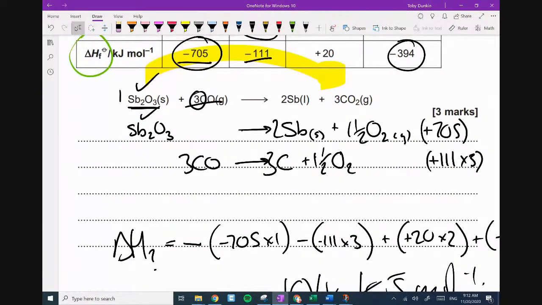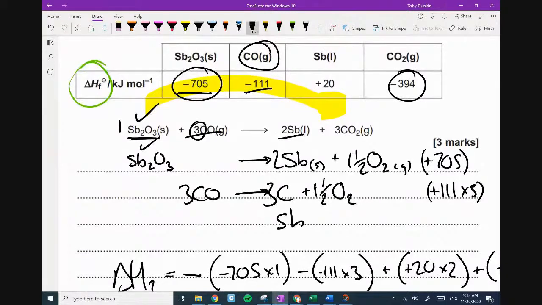Yeah, next, I need antimony on that side. Well, I've got the formation of antimony liquid. That's exactly what I need. Antimony liquid being made from antimony solid. Yeah, and I need 2 of them, so that's going to be plus 20. It's in the correct direction. I'm going to double it because I need 2 of them, times by 2.